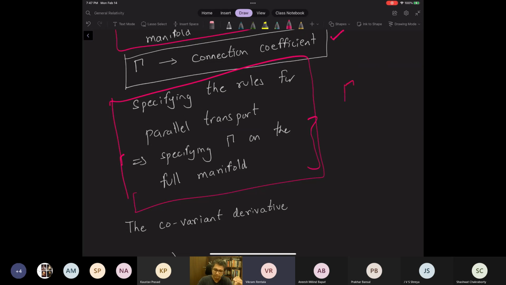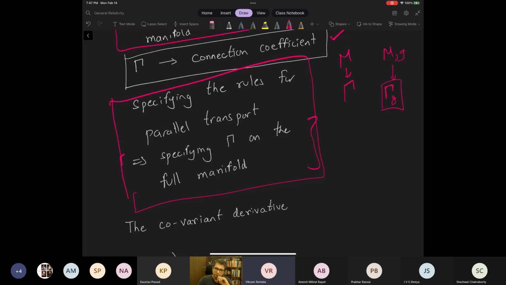Okay, and there are many choices for a given manifold. There are many possible choices for what you can impose for this connection. For a manifold with a metric, there is one specific choice of a connection, which is quite natural to use. Again, you could use a different connection, but there is one specific choice which depends on the metric, which is quite natural to use.